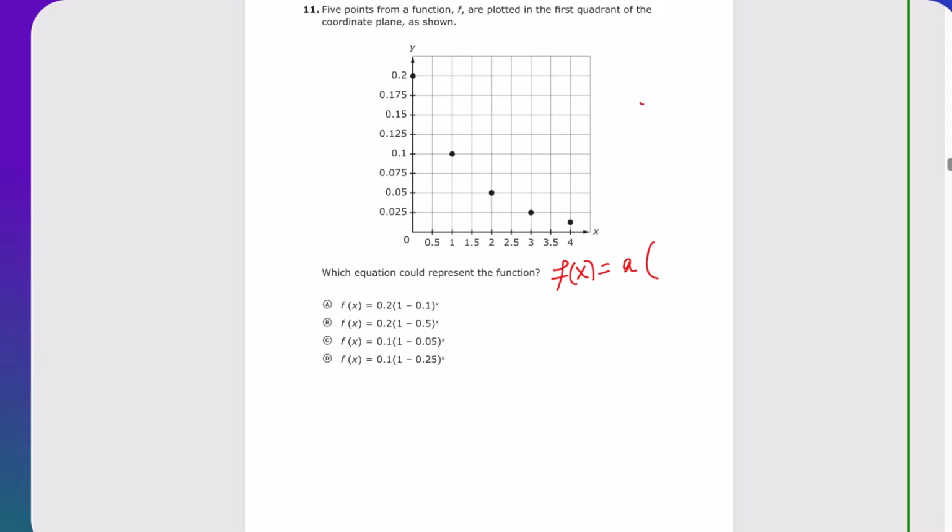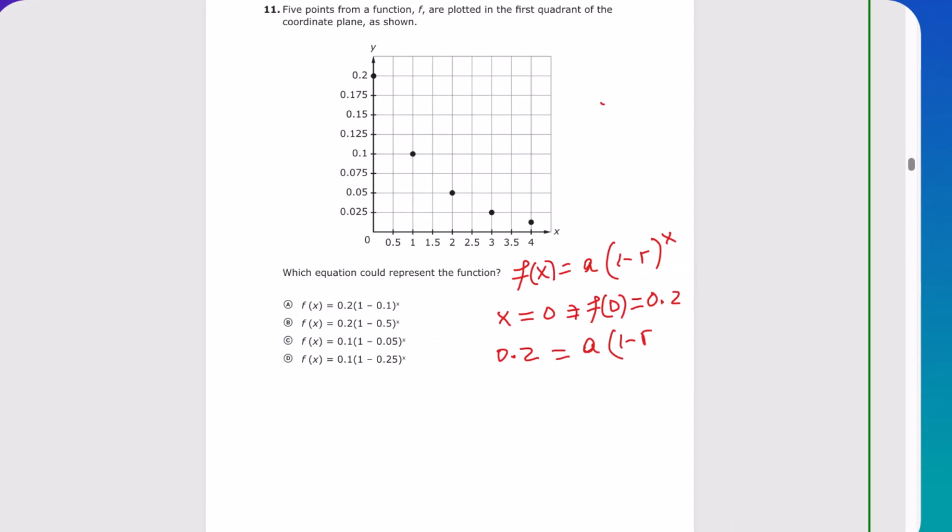An exponential function can be written as f of x equals a times (1 minus r) to the power of x. When the input x equals 0, we substitute x equals 0 and f of 0 into the equation. 0.2 equals a times (1 minus r) to the power of 0. Any number raised to the 0 power equals 1. That means a equals 0.2.